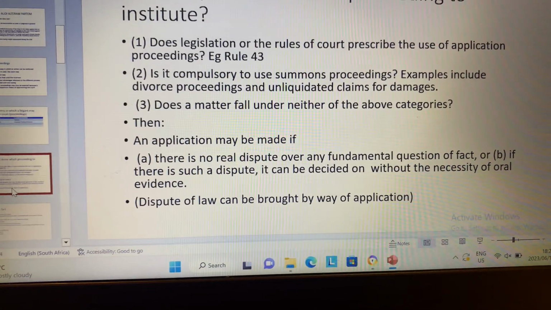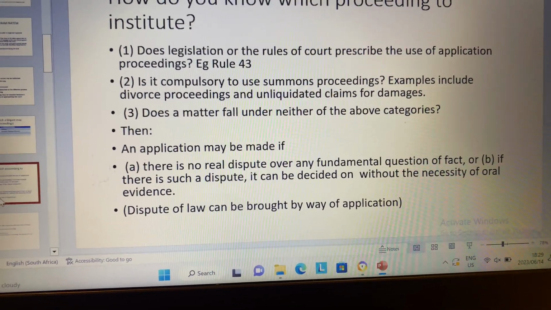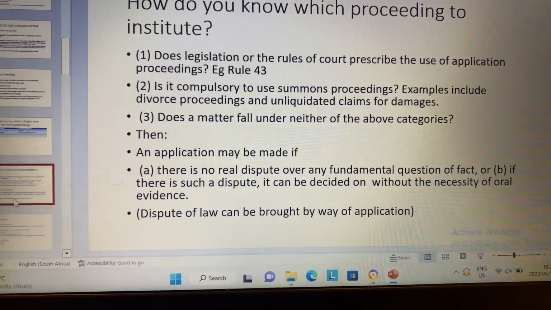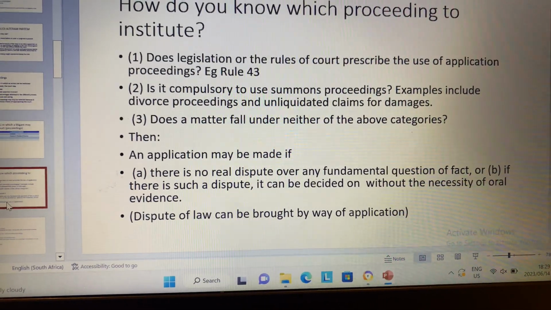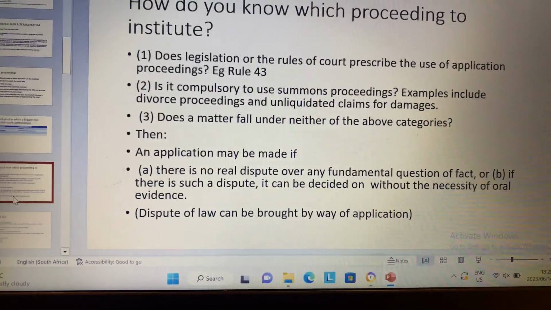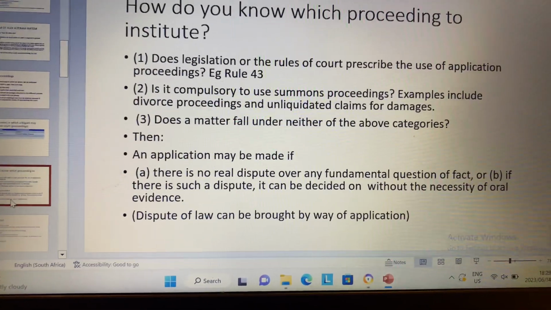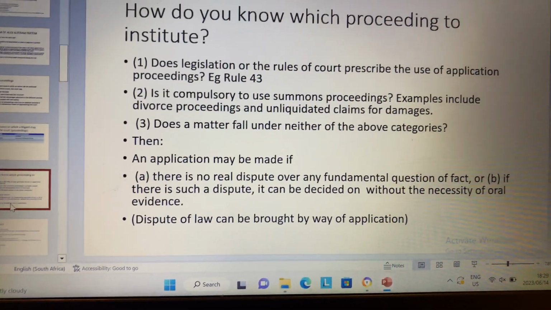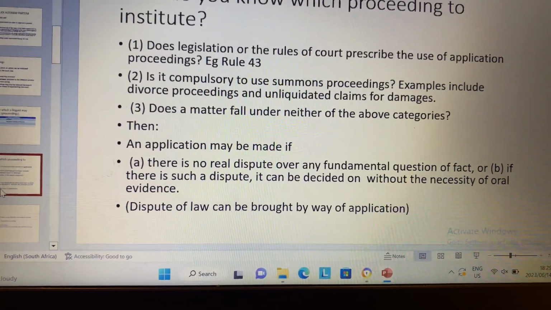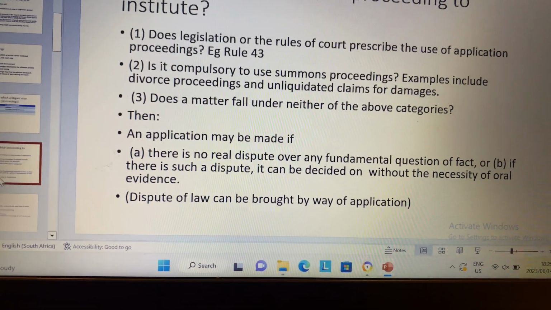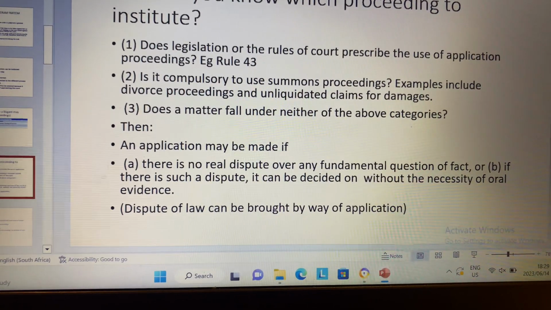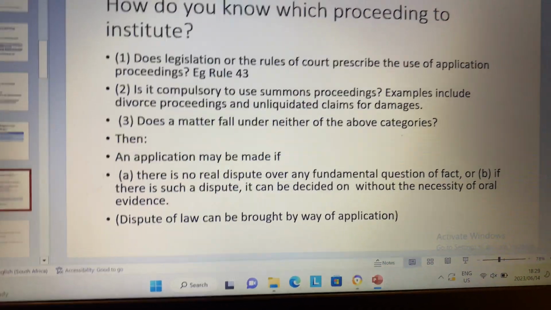The first thing that you do is consult your legislation. If you are dealing with a divorce matter, obviously the Divorce Act will be your go-to legislation. If you're dealing with maintenance, your Children's Act, or whatever law that you're dealing with, you need to go to your legislation and see what legislation prescribes. And then if the legislation is silent, you ask yourself, is it compulsory to use summons proceedings? Proceedings like divorce, obviously you need to use your summons.